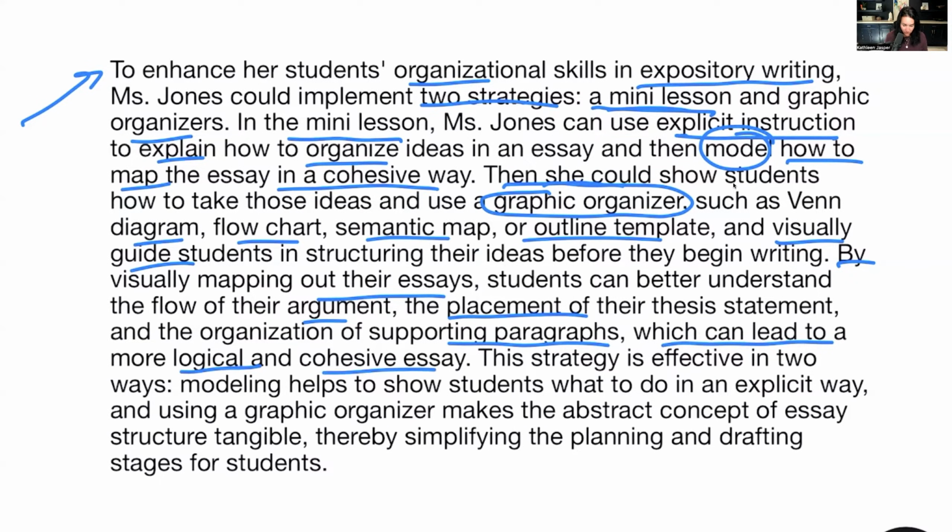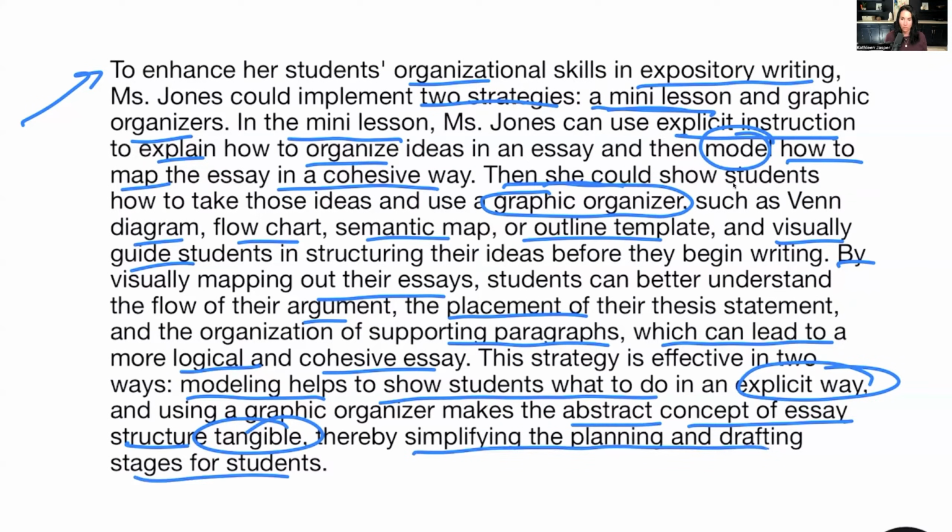This strategy is effective in two ways. Modeling helps to show students what to do in an explicit way. And using the graphic organizer makes the abstract concept of essay structure tangible. You could also say, or concrete, okay? Thereby simplifying the planning and drafting stage for students, okay?